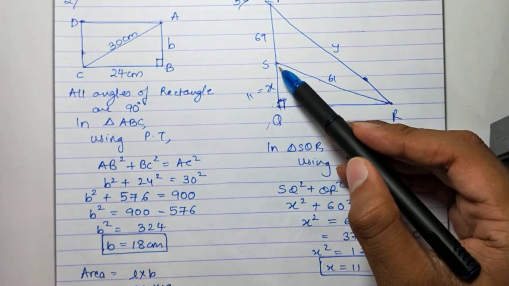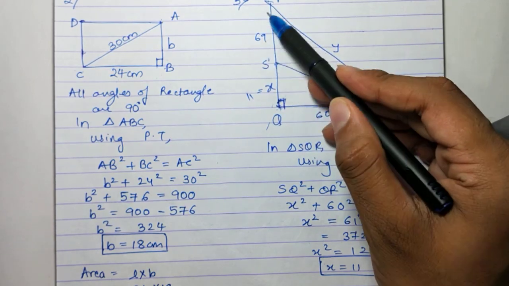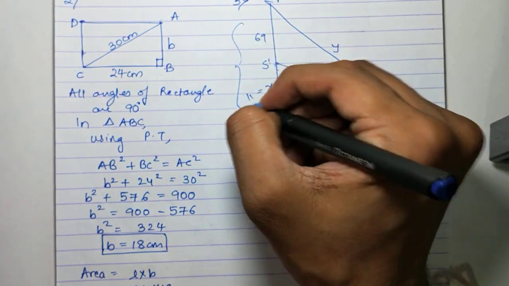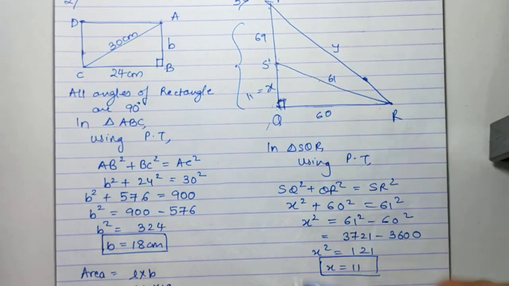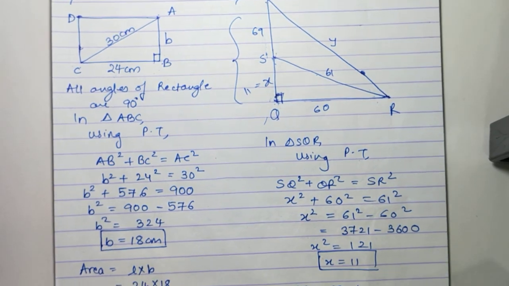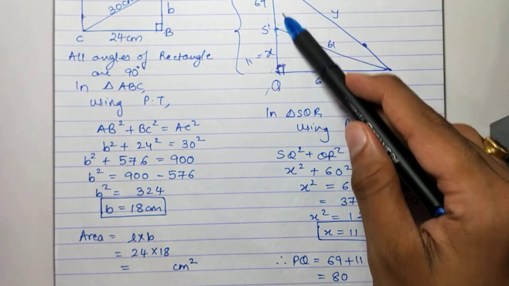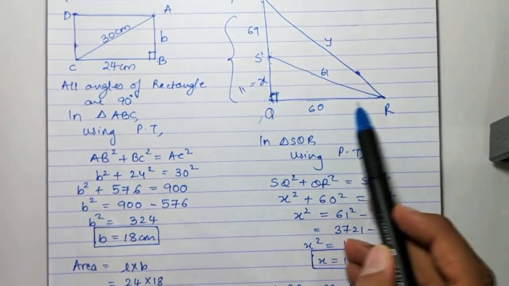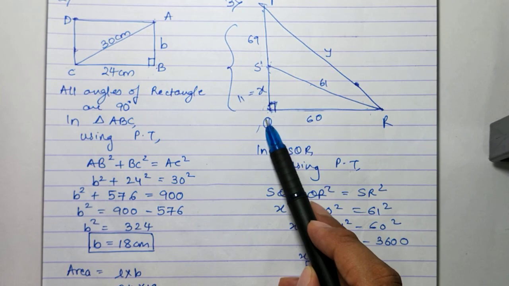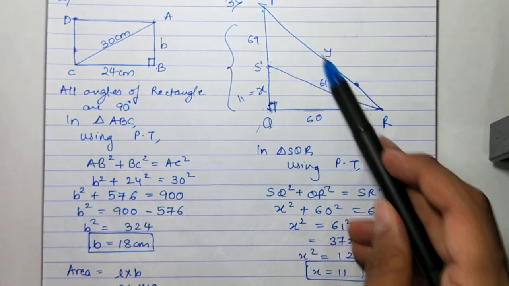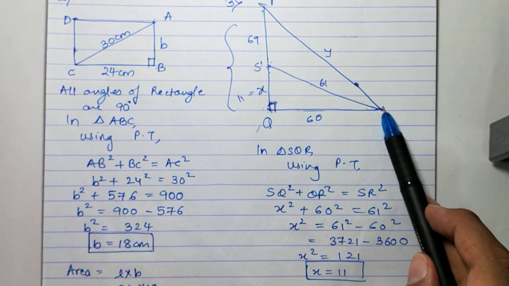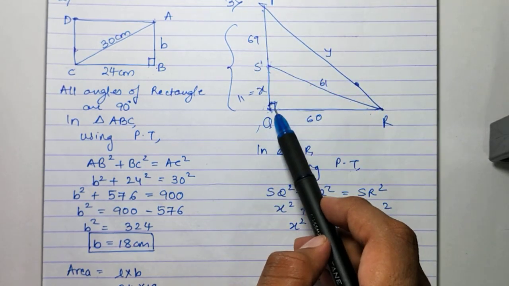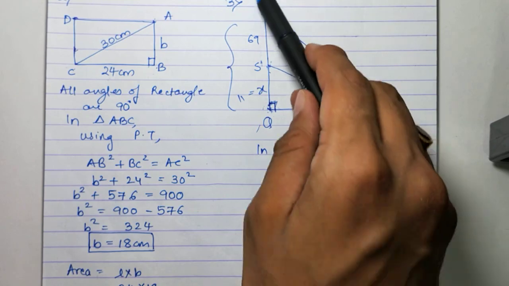So if this much is 11 and this much is 69, PS is 69. So this full side here will be 69 plus 11, correct? Therefore PQ is 69 plus 11, that is 80. You can see in the diagram this PQ means this full side. Now in this big triangle PQR, let's apply Pythagoras theorem. This is 90, so the hypotenuse will be PR, Y will be the hypotenuse. In this full triangle, this is a right angle triangle. So PQ square plus QR square equals PR square.